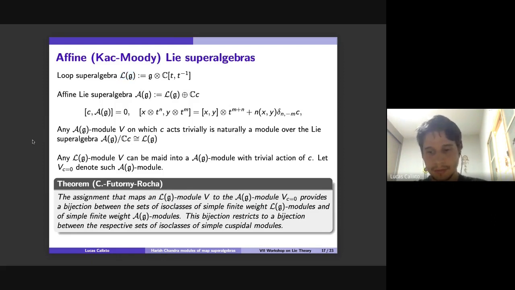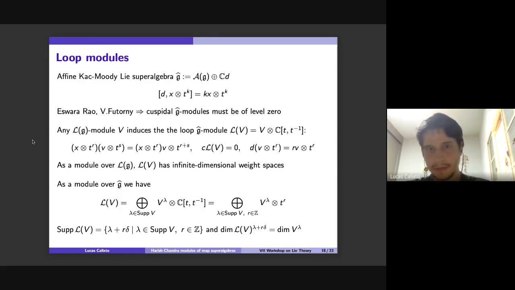So now let's make stuff a little bit more complicated, and let's go to affine Kac-Moody Lie superalgebra. So that's what I call the G hat here. And this is going to be an extension by a derivation of the affine in the previous slide. So the brackets are going to be basically the same from the previous slide, but now I have this D element, and here D and C they commute because C is still a central element, but D will act as a degree counting on the usual simple tensors.